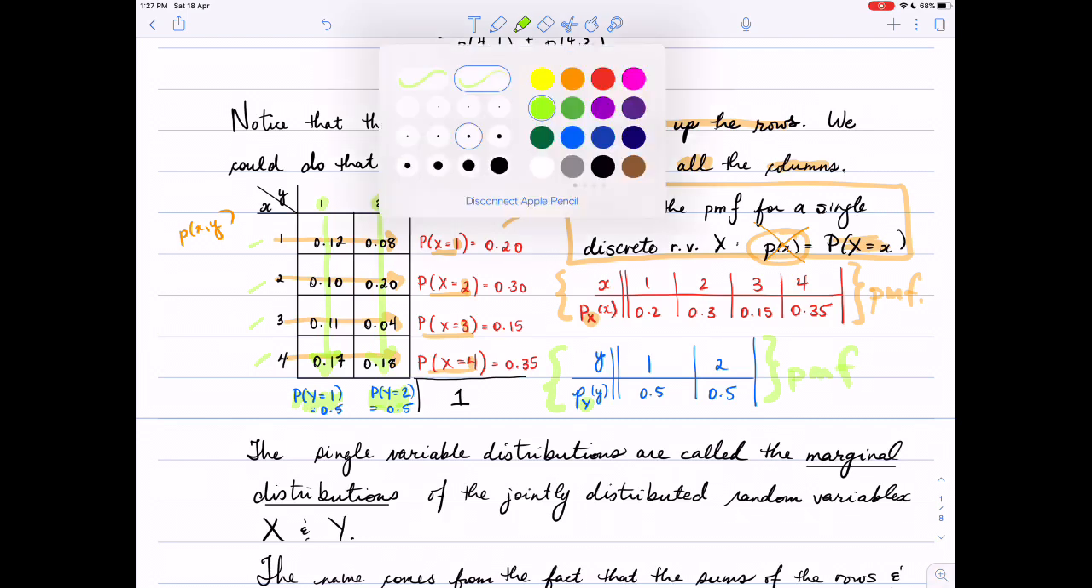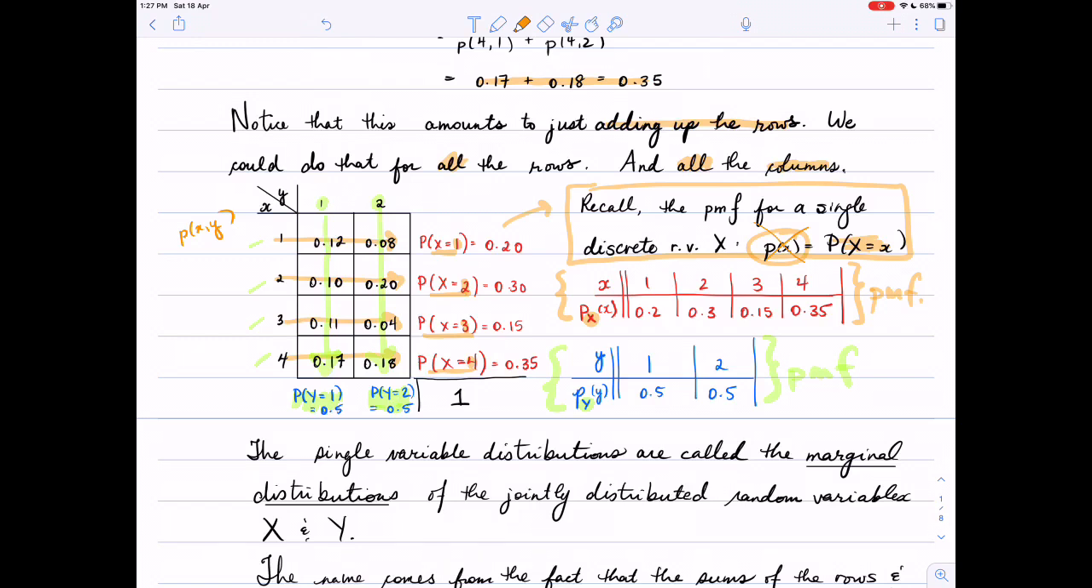variable probability mass function. So these functions, these single variable functions that are obtained, I don't want to say the word derived because they are not differentiated at all, but they are obtained. They are obtained from the joint distribution. They are called the marginal distributions of the jointly distributed variables X and Y. So we have 2 marginals in this case because we have 2 variables, p sub X of x and p sub Y of y are the marginals.